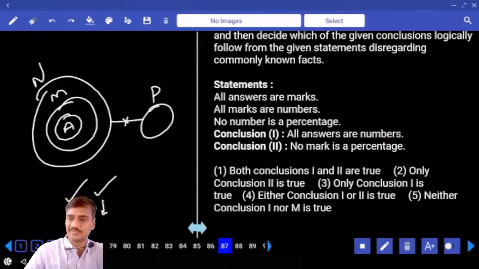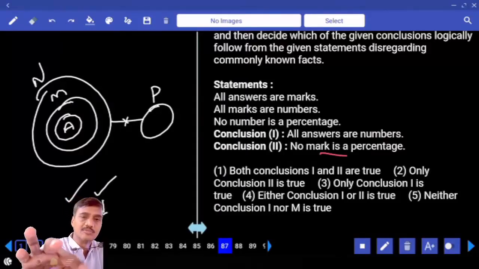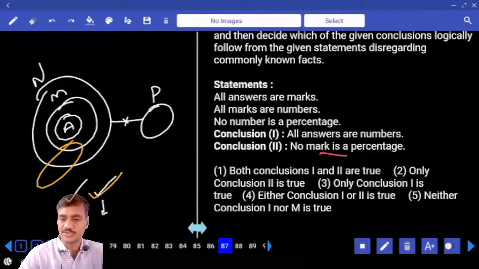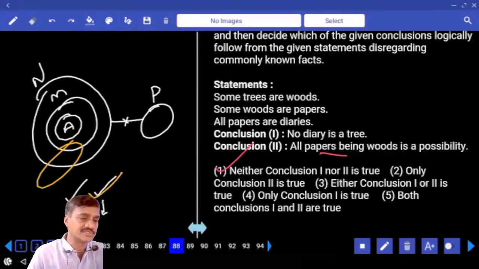In Japan, no mark is a percentage means some marks are percentage. Mark and percentage should be intersected. Is there a chance? The percentage chance like this. The alternate diagram cannot be drawn. This will be true forever, both 1 and 2, choice 1, 87.